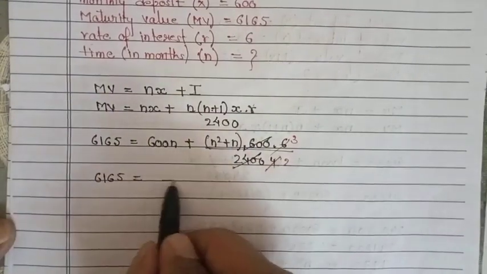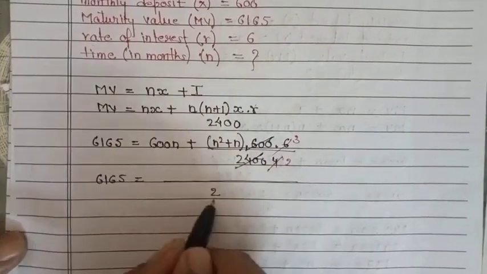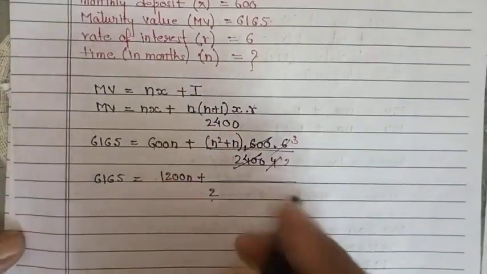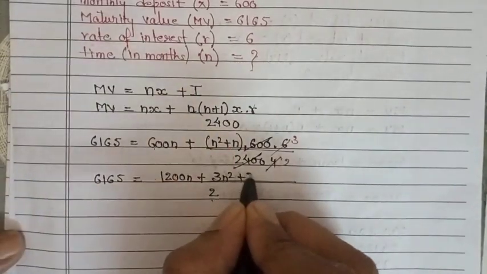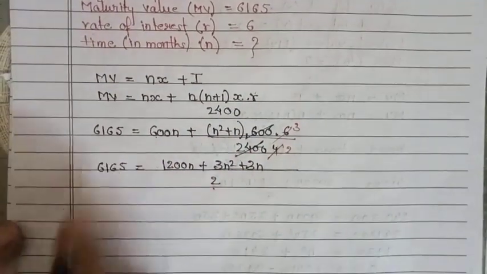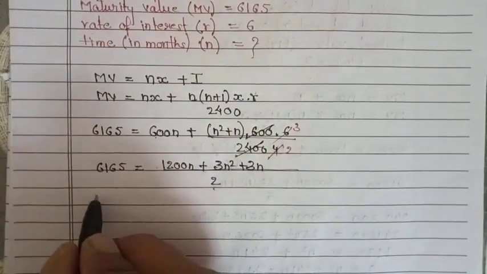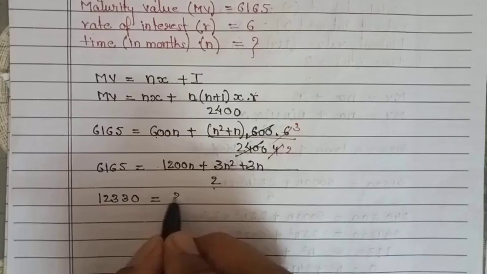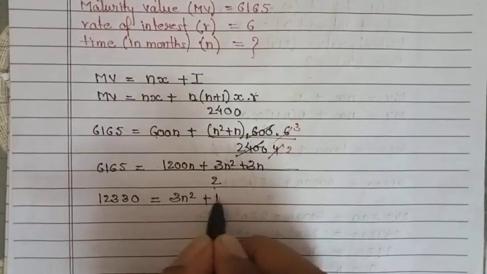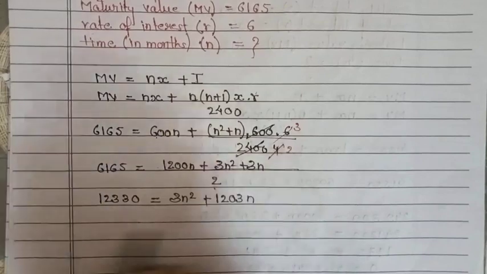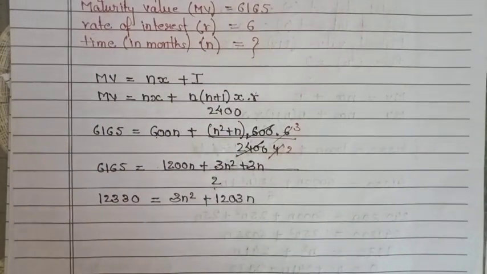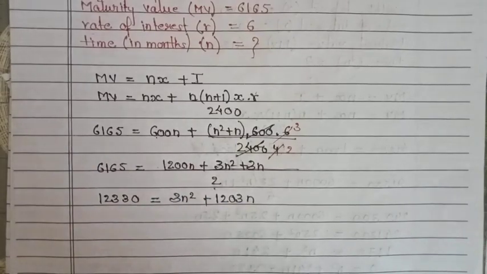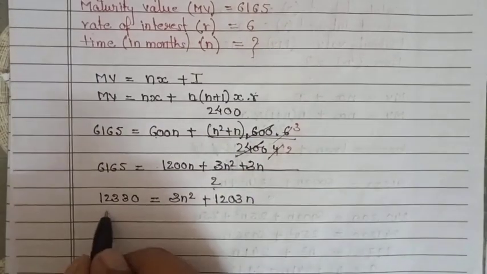6165. On the right side, LCM will be 2. So this 2 will be multiplying over here, so 1200N plus, you will open this bracket by 3, so 3N square plus 3N. Now when you cross multiply it, you are getting 12330. This will give you 3N square plus 1203N. So here you can see we are getting a quadratic equation. Now first of all, we can see that this quadratic equation is reducible by 3. So let us reduce it by 3.